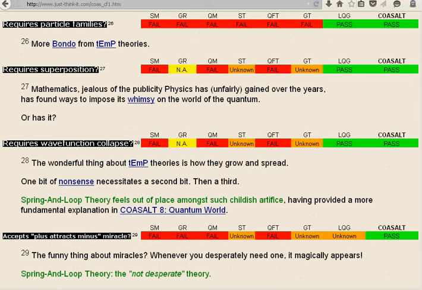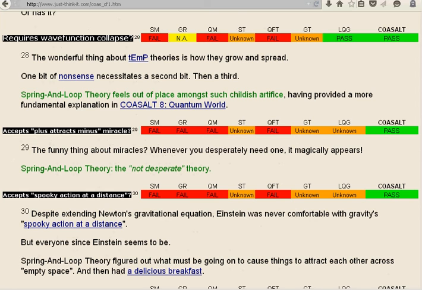Number 29. Does the theory accept the plus attracts minus miracle? The funny thing about miracles, whenever you desperately need one, it magically appears. Spring and loop theory, the not desperate theory. Number 30. Does the theory accept spooky action at a distance?